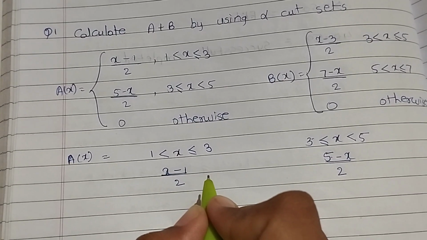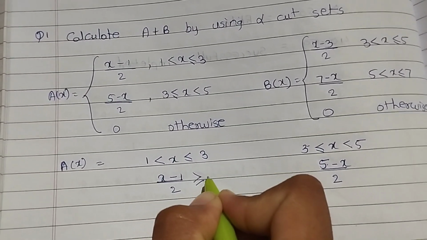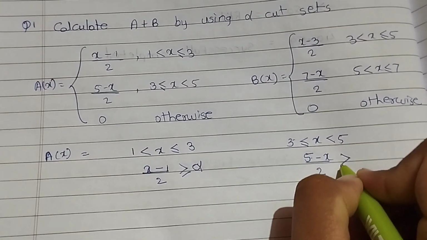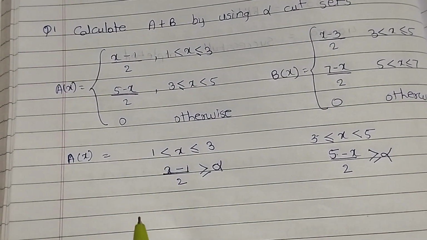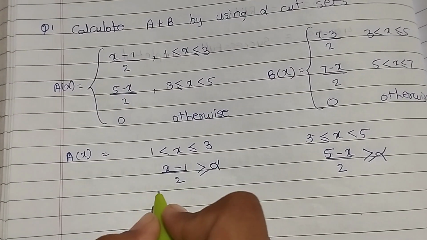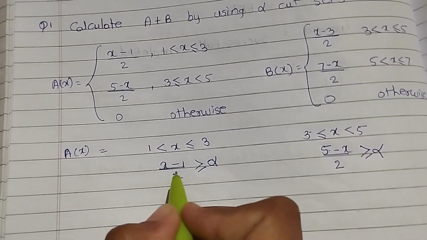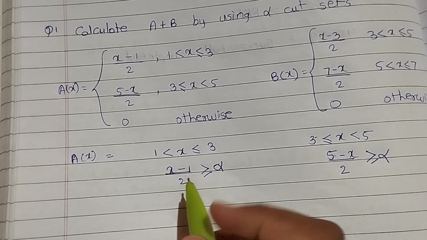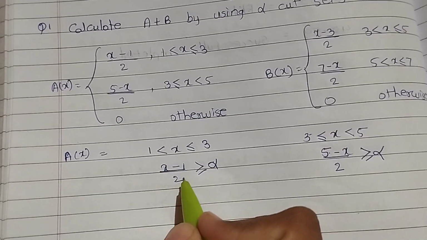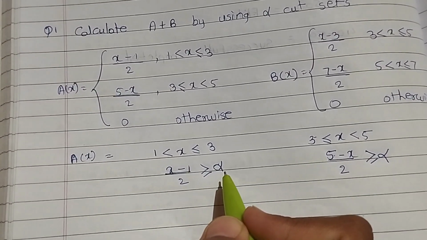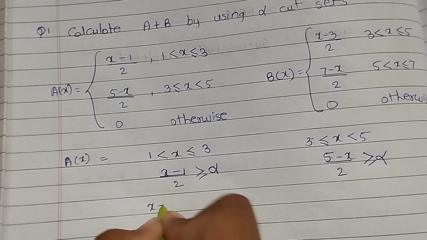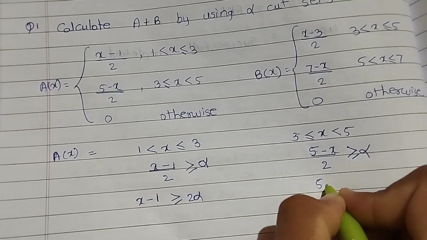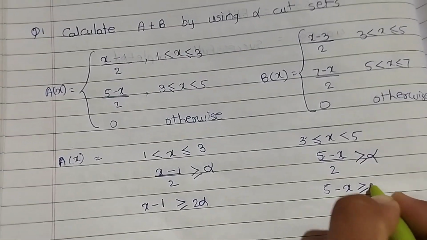Now we know alpha is always greater than or equal to the condition, and same here, alpha is greater than or equal to a of x. From this equation we find out the x. This statement we solve for x. So for that the 2 is divided here. When we shift this 2 to the right side, it goes for multiplication. So x minus 1 is greater than or equal to 2 alpha, and 5 minus x is greater than or equal to 2 alpha.